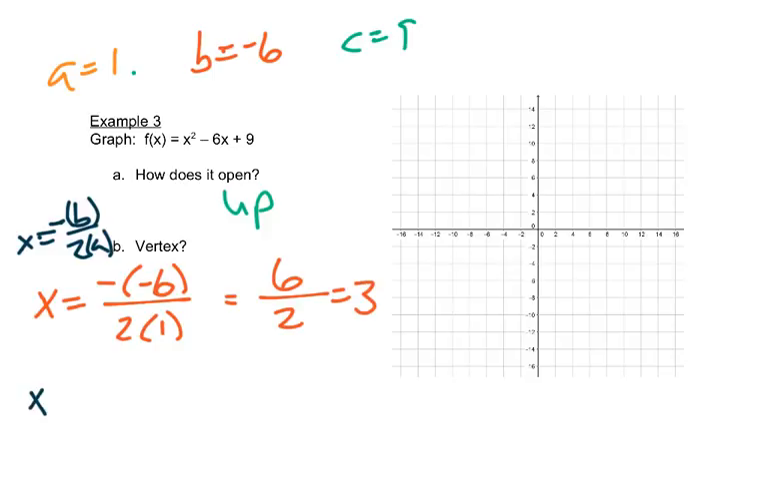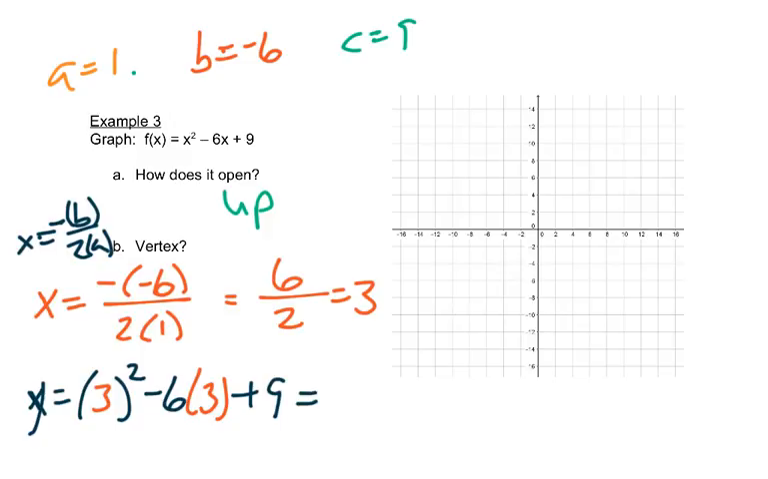So we're going to put that back into our equation to find y. So we'll have 3 squared minus 6 times 3 plus 9. If we type that into our calculator all at once, just like you see it, you get 0. So our vertex is 3, 0. So that would be right here.